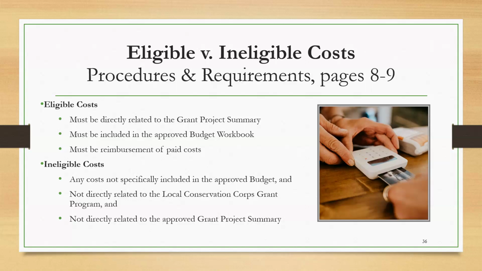Eligible versus ineligible costs. Just big picture, eligible costs must be directly related to your grant project summary, included in your approved budget workbook, and must be reimbursement of paid costs. Aside from the advance, the rest of the payments that you'll receive are all reimbursement. And ineligible costs are any costs not specifically in the approved budget and not directly related to the local Conservation Corps grant program, and not directly related to the approved grant project summary.